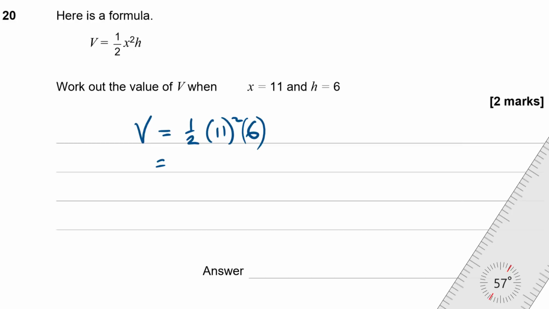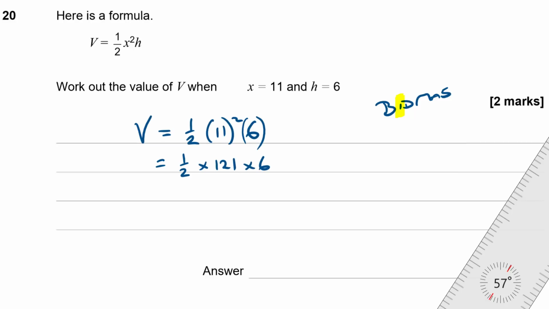Now I've got different operations to do here. I've got a half, which is the same thing as dividing by 2. I've got a square, and I've got to multiply by 6. Luckily I know BIDMAS, which tells me the order I have to do things. I, for indices, comes before division and multiplication. So the first thing you need to do is the squaring. 11 squared, 11 times 11, is 121.